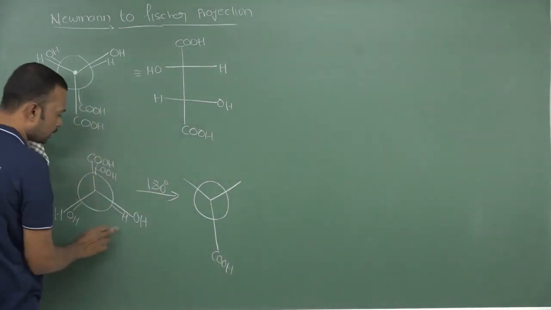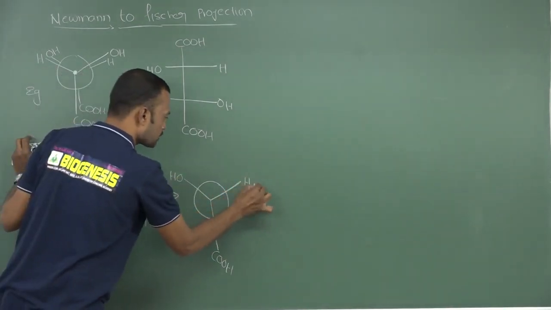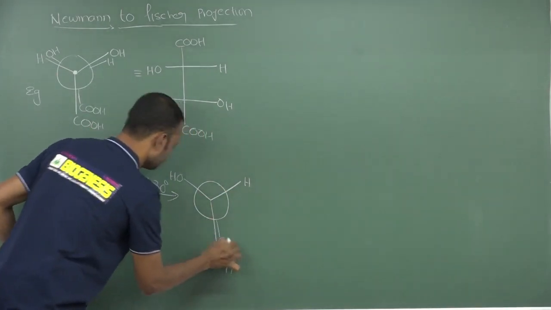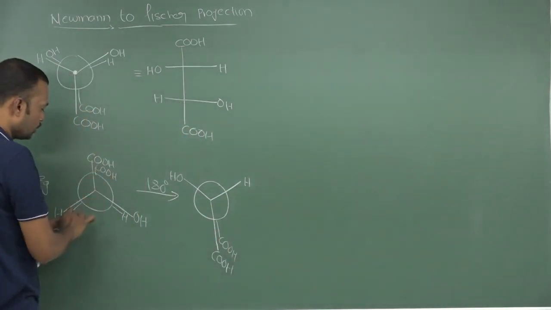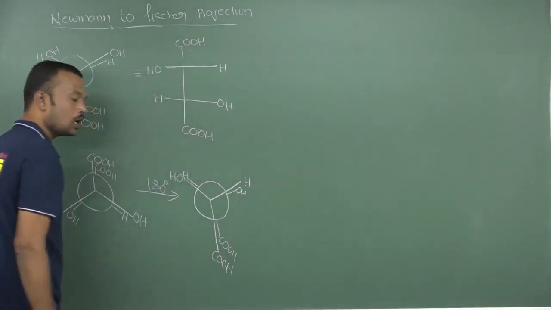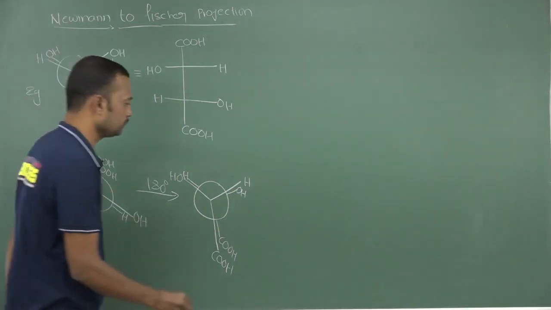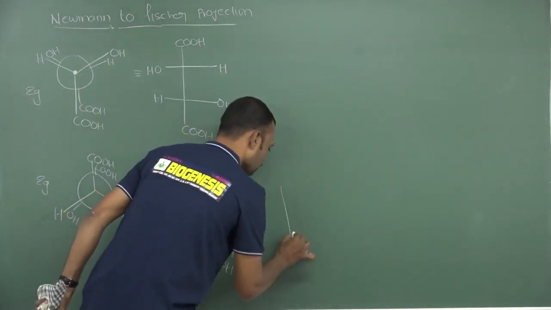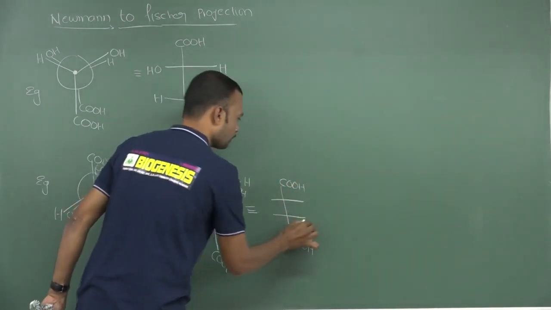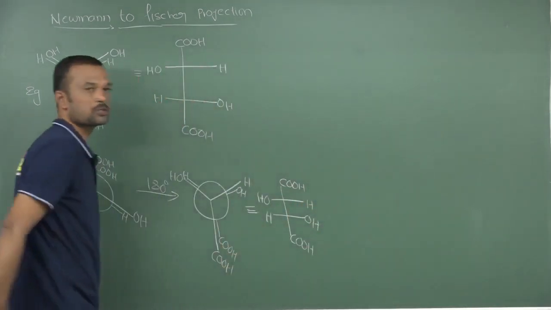If I rotate like this, OH will come to the left side, okay, and H will come to the right side. Here carboxylic acid is as it is. Here this OH will come to the right side and hydrogen will come to the left side. After converting like this only, you can write the corresponding Fischer. So write down the Fischer representation: COOH, OH and here H, and here OH and here H. That is a way of representing.